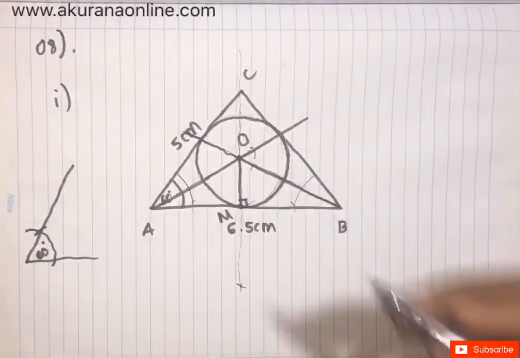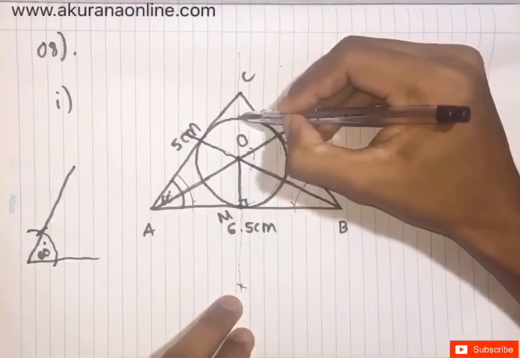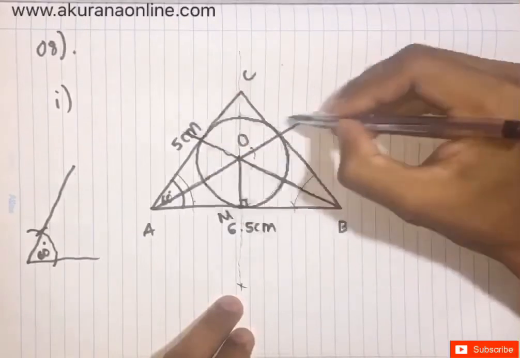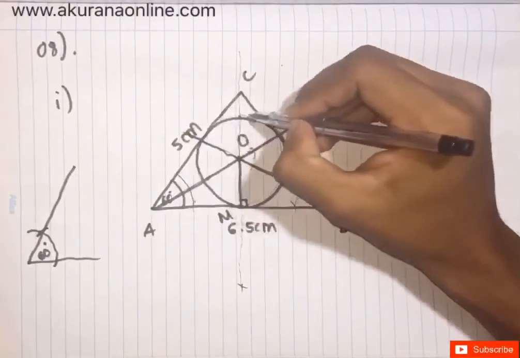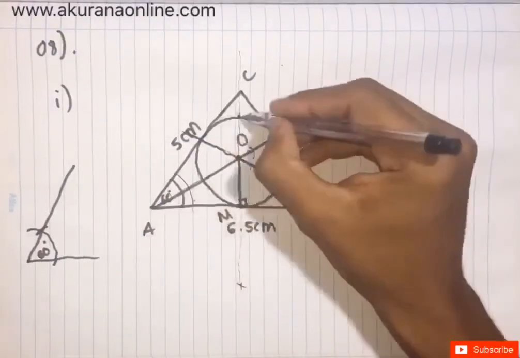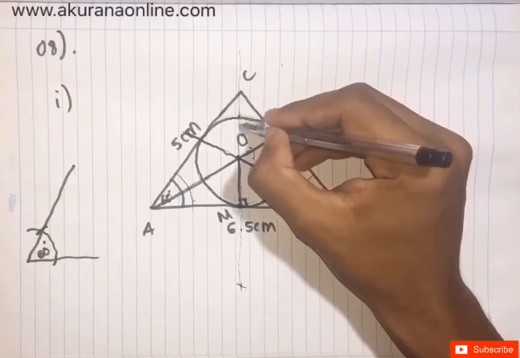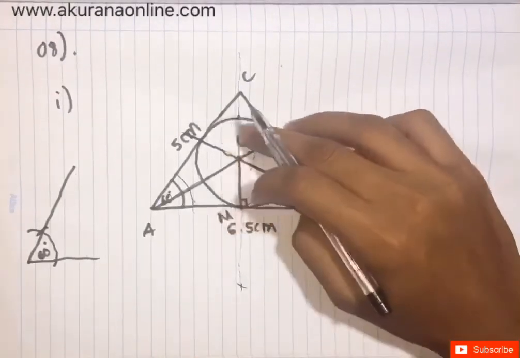Okay. After extending, now we are going to draw a point. We are going to draw a tangent here, a tangent which is parallel to AB such that it makes 90 degrees, because a tangent always makes 90 degrees with the circle. Now here is the point. Okay, now you have a rough idea.